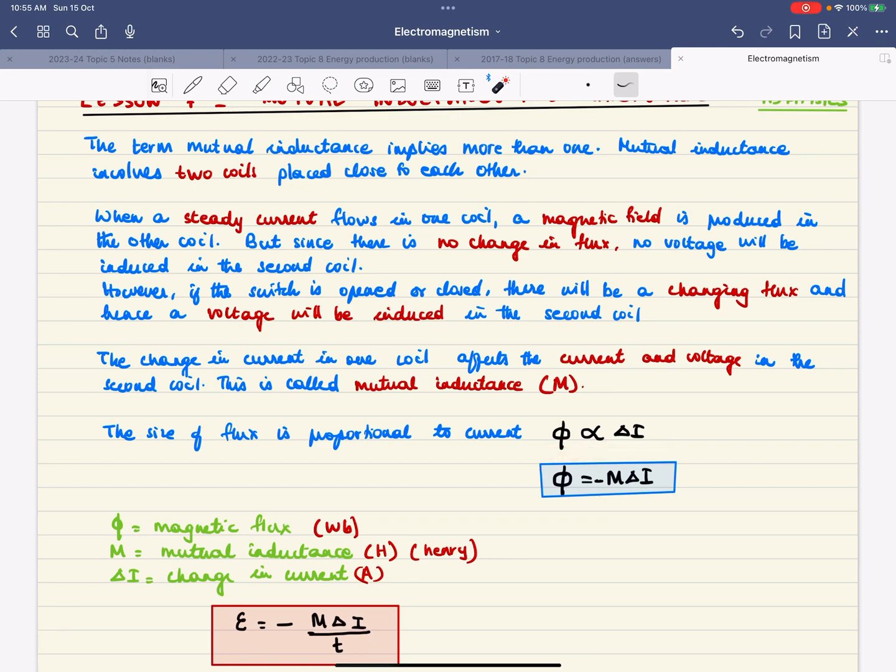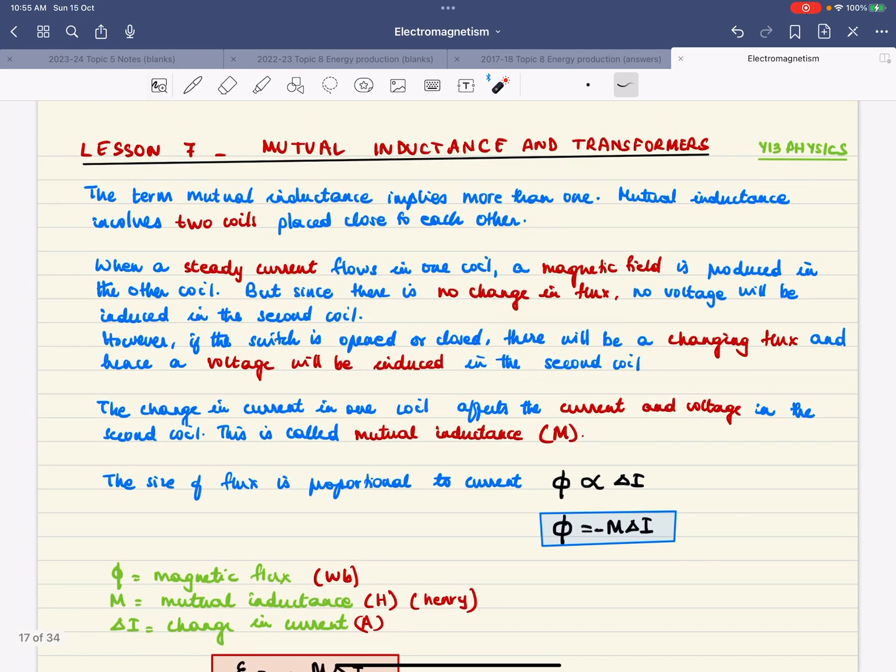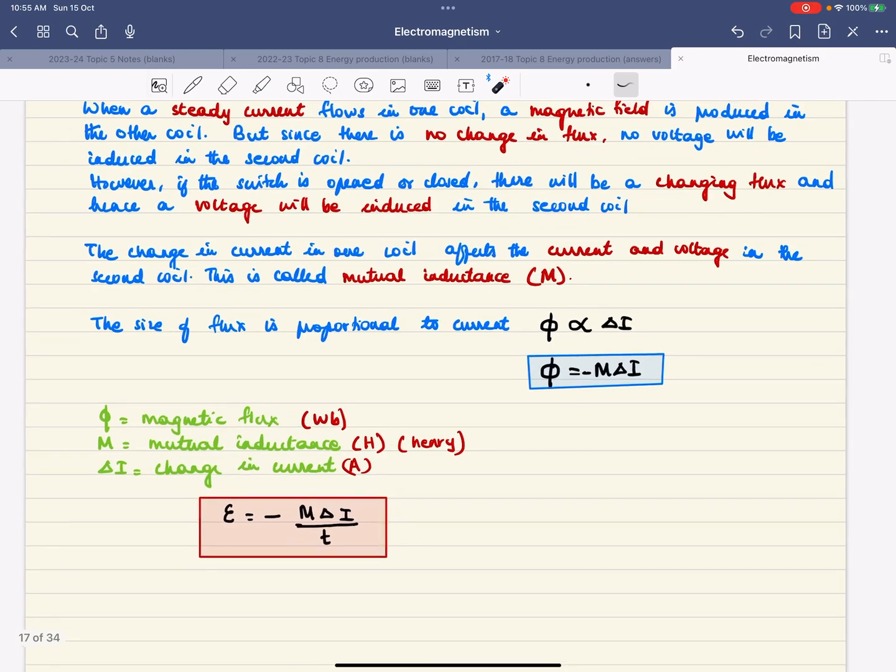So, the formula for flux is M delta I, and the negative sign is for Lenz's law. And the voltage that's induced in the second coil is given by this formula. Now, this formula is not there in your standard. However, the concept of mutual inductance is there in your standard.